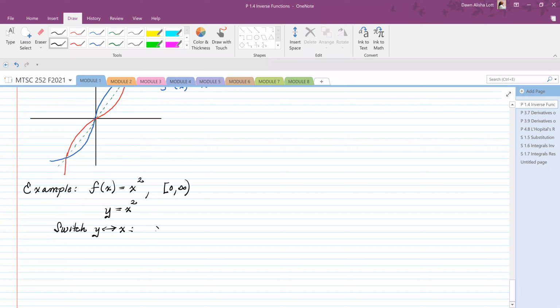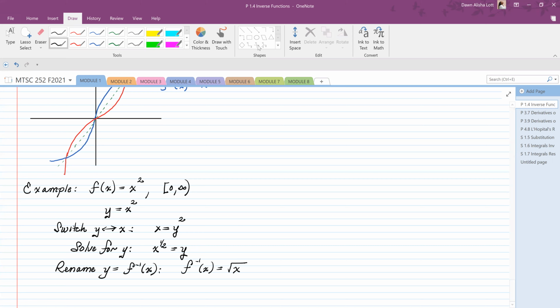So now I get x is y squared, and now I need to solve for y. And then I'm just going to get x to the 1/2 is equal to y. And then now I need to rename y equal to f inverse of x. So I get f inverse of x is x to the 1/2, which is just the square root of x. So now I'm hoping you guys can see what I'm writing.